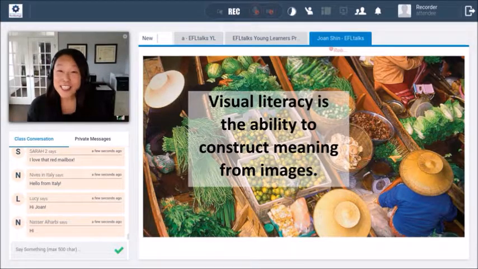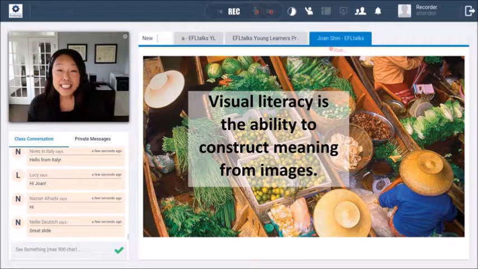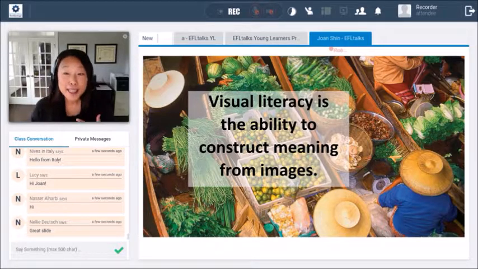So, this talk is all about visual literacy for young learners. And simply put, visual literacy is the ability to construct meaning from images. And as English teachers, we are always concerned with teaching our young learners how to be literate. And this traditionally means learning how to read and write. But I would like to talk about the importance of being able to read and write images and build learners' visual literacy.